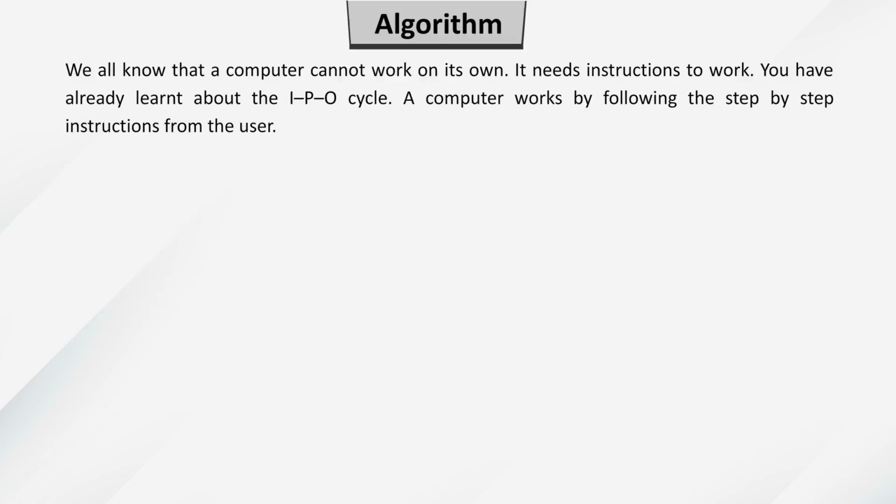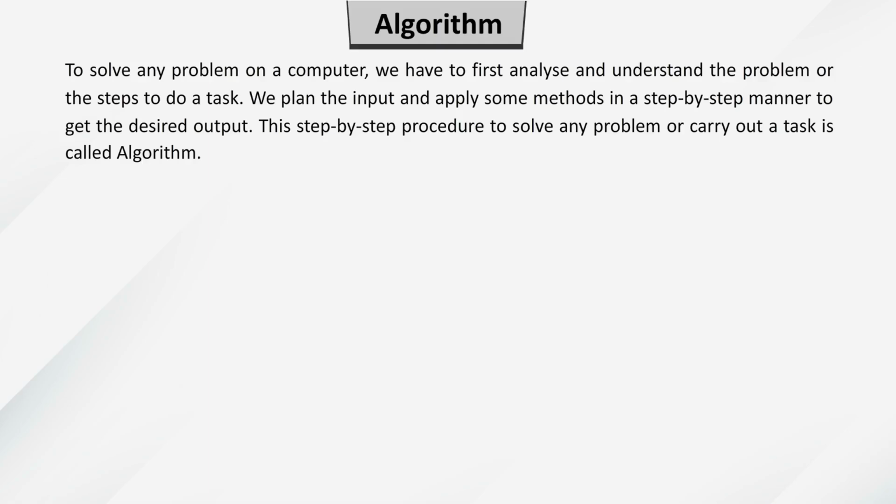Algorithm. We all know that a computer cannot work on its own. It needs instructions to work. You have already learnt about the I-P-O cycle. A computer works by following the step-by-step instructions from the user. To solve any problem on a computer, we have to first analyze and understand the problem or the steps to do a task. We plan the input and apply some methods in a step-by-step manner to get the desired output.